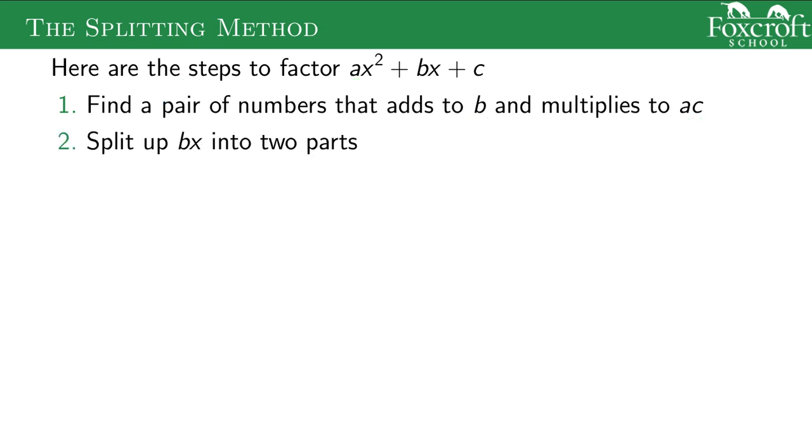All right, after you have your perfect pair, you're going to split up, and that's why it's called the splitting method, split this bx up into 2 parts using the numbers. So let's just say I have bx, and my perfect pair of numbers was 2 and 3. Instead of writing bx, I'm going to write 2x plus 3x, because 2 and 3 were my perfect pair. All right, so that's why it's called the splitting method, and we'll see this in an example in a bit.